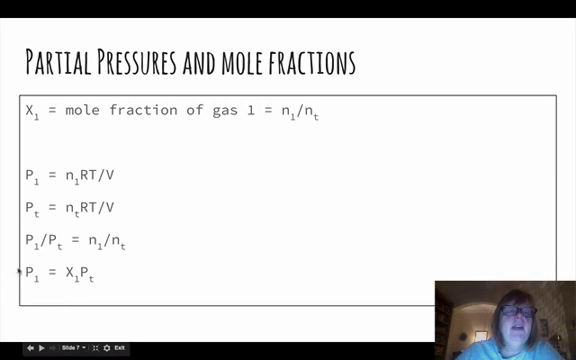This is a very useful equation to use when you know the moles of different gases that you have, or if you know the total pressure or things like that. We're going to practice a lot with these equations.